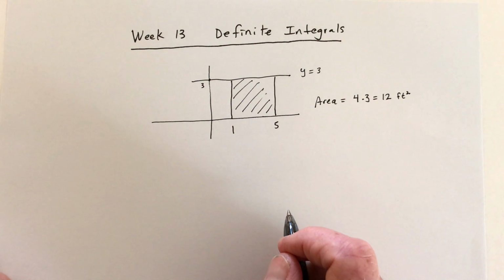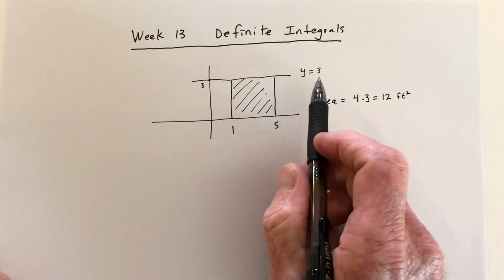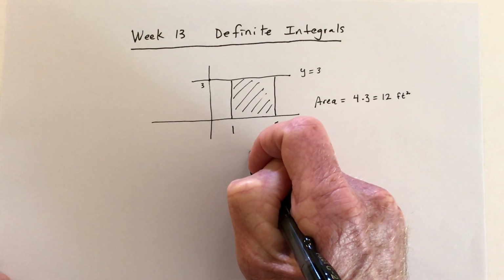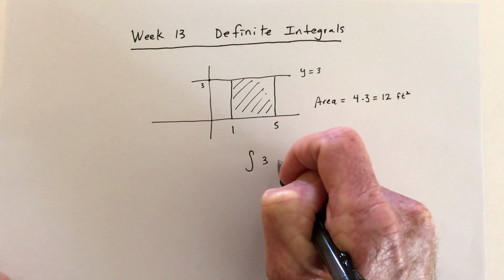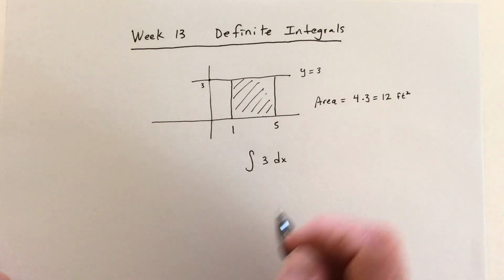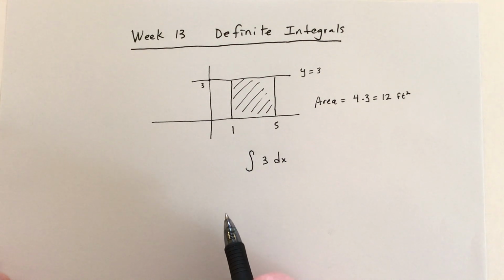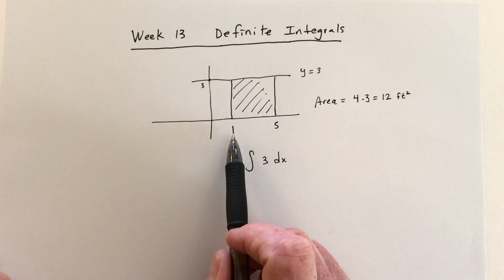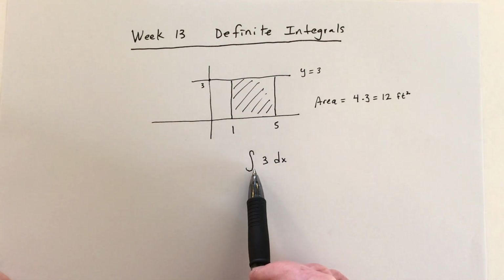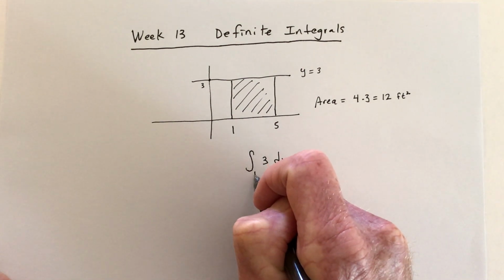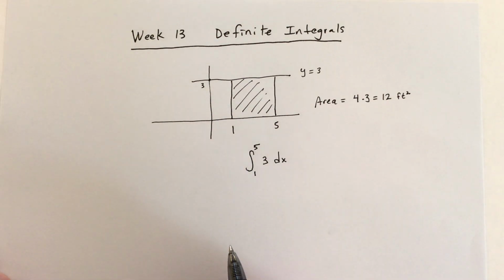All right, well, where's the calculus? Here it comes. Now take this function, y equals 3, and find the antiderivative of the function 3. And it's implied that the variable is x. This down here is the x-axis. And I had it go from x is a 1 to x is a 5. So I write that on the integral symbol and say, find the integral from 1 to 5.